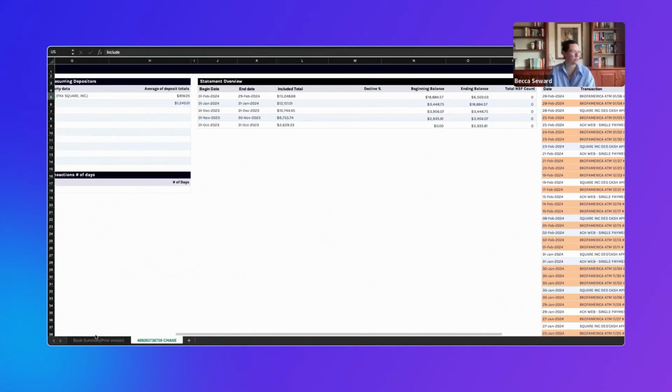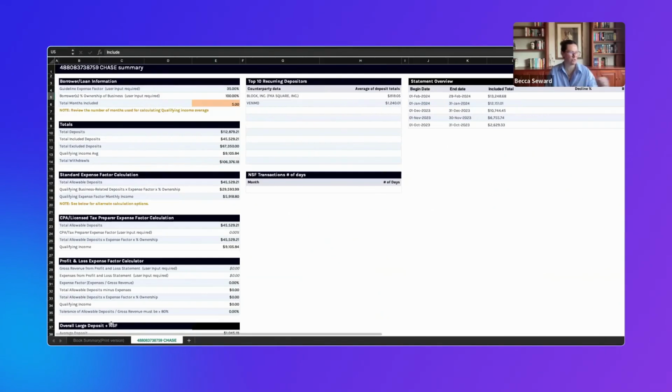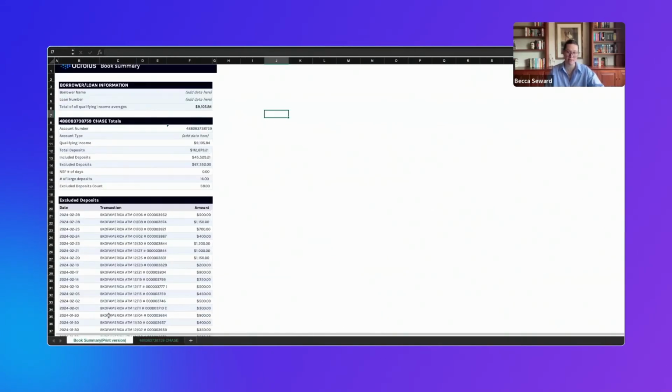Yes, exactly. So to clarify, we have this new tab that is the book summary print version. So this particular tab is meant to be the printer-friendly version that you can print out to PDF and share it with an investor. Maybe you want to print it out to add to your loan origination system as a copy. And for this printout version, we're only including the excluded deposits.